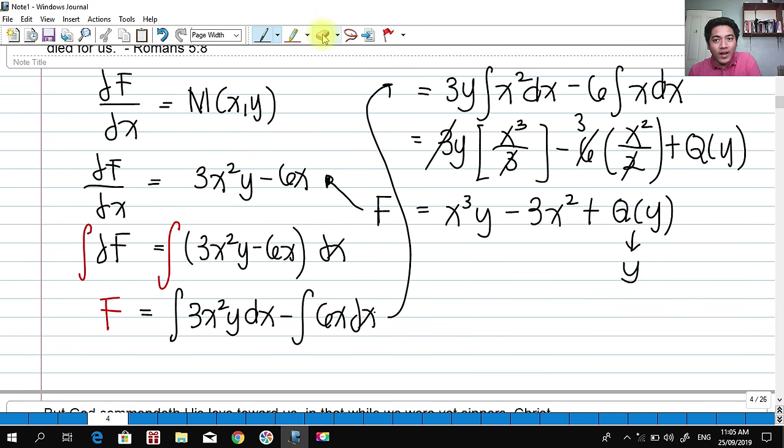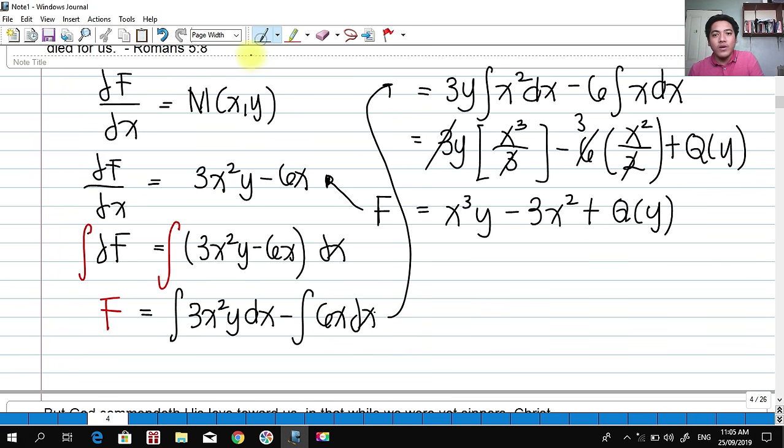So we have this q of y here. Because if we differentiate it with respect to partial of x, this would still be 0. So this is a constant, but in terms of y, because we are partially differentiating it with respect to x. And I hope that's clear. Because this q of y is important, let me just erase this. I hope you got it.